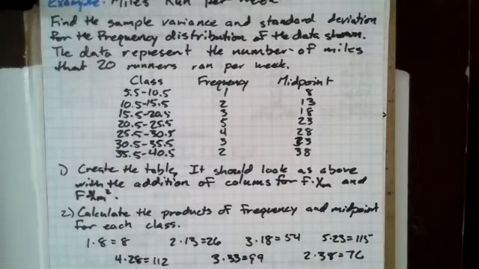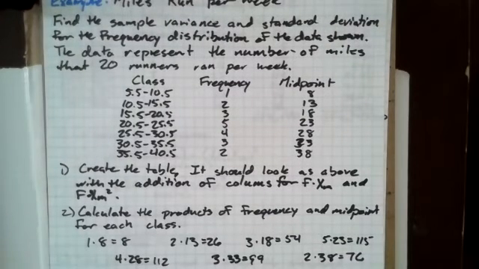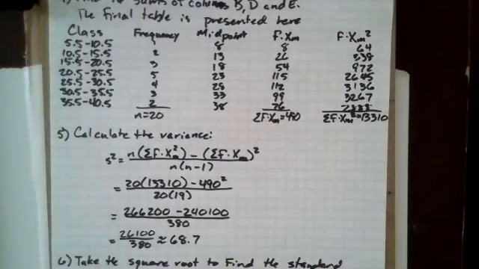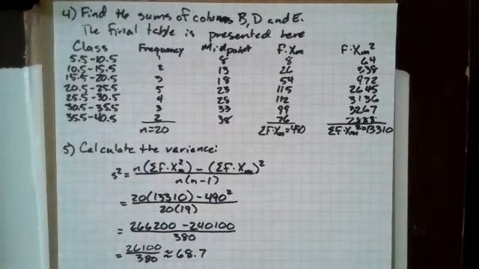Then we will calculate the products of frequency and midpoint for each class. That's going to be 1 times 8 is 8, 2 times 13 is 26, and so on and so forth until we get to 2 times 38 is 76. And then we'll calculate the products of frequency and square of midpoint for each class. 1 times 64 is 64, 2 times 169 is 338, 2 times 38 squared is 2 times 1,444, which is 2,888, and so on.